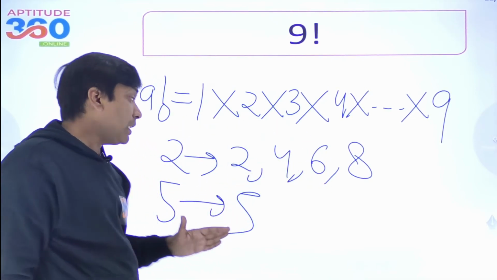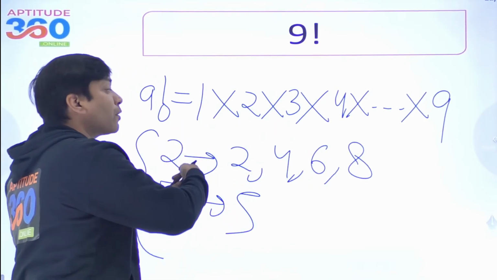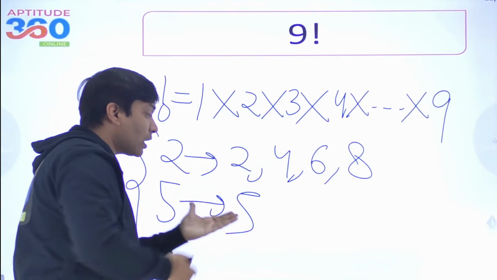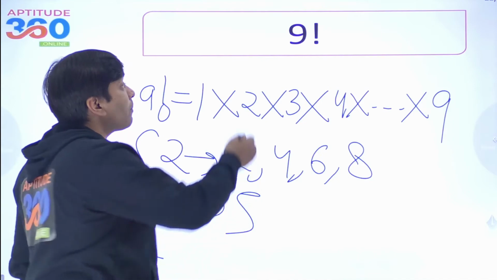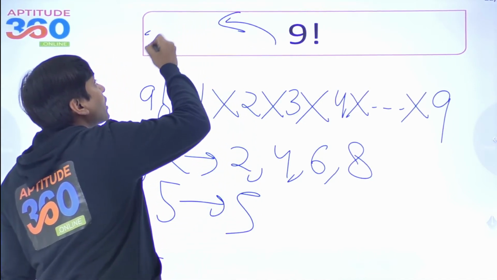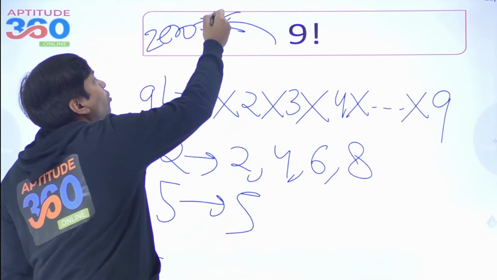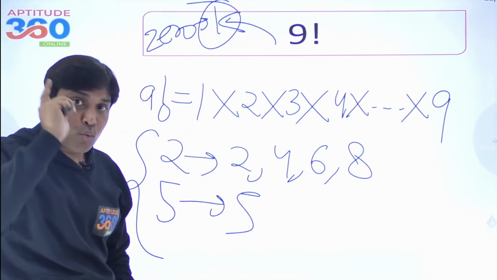So what does that mean? How many 2s are there? They are way more than that of number of 5. Number of 5 is 1. So what does that mean? Number of 0s here is exactly 1.